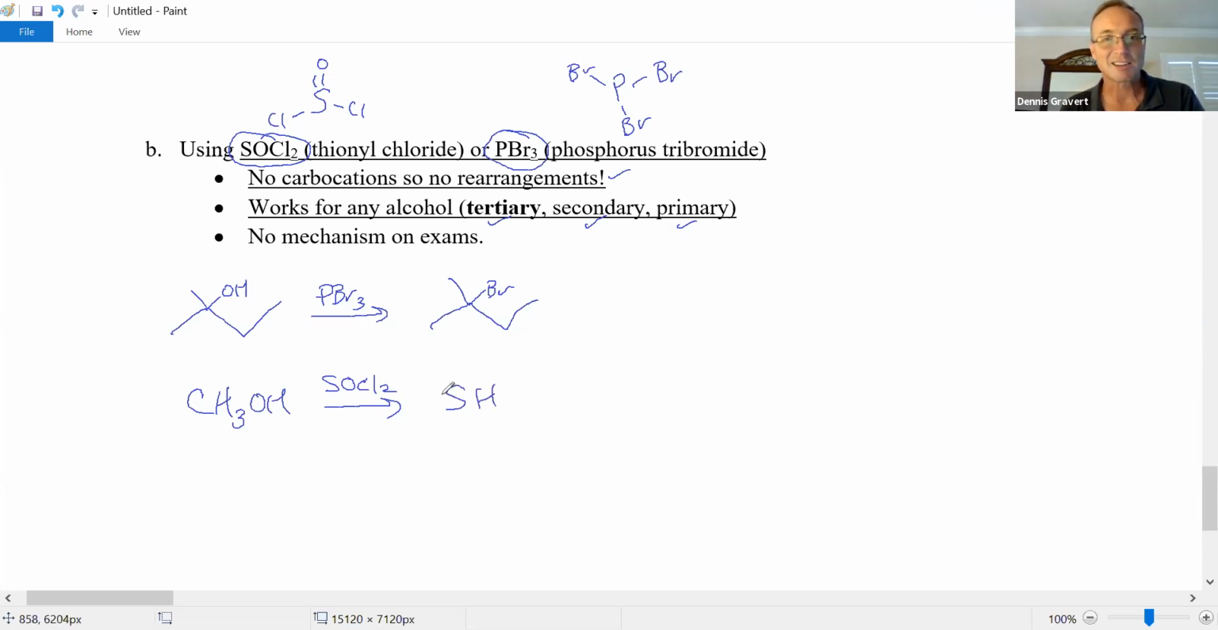Whoops, thionyl chloride in my head. There's no S in the product. This is organic chemistry. Where's the carbon? There we go. So substitute the OH group with the chlorine or the bromine, depending on which reagent you have.